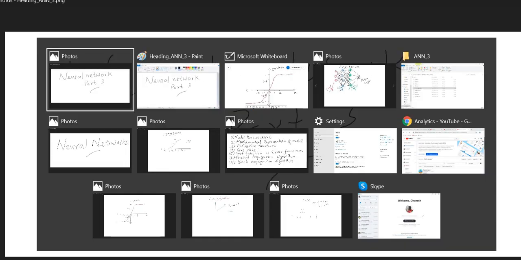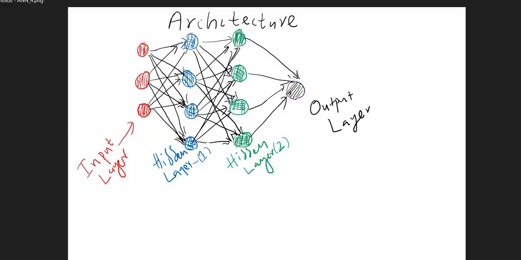And the simplest architecture, I have shown in the previous videos. This is the architecture of the artificial neural network. It has an input layer and hidden layers. Hidden layers can be any number; this is the simplest architecture I have given here. Here I have shown two hidden layers. Blue and green nodes represent the hidden layers and the output layer. In the hidden layers, the computation happens.